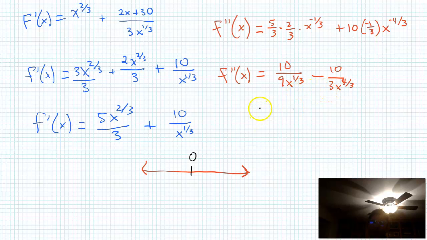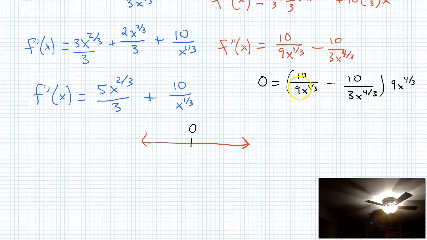And let's set it equal to 0 and see what gives us out 0. So we get 10 over x to the 1/3 minus 10 over 3x to the 4/3. So now we've got a lot of flexibility. I could even multiply everything by x to the 4/3 to get these out of the denominator if I wanted. Or maybe even by 9x to the 4/3.